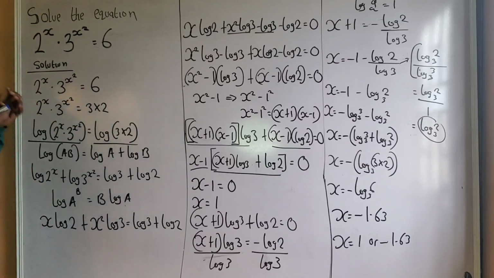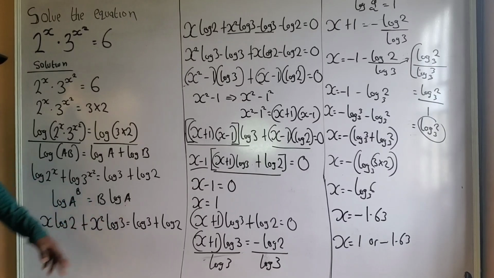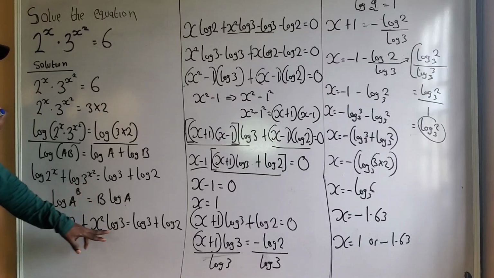The first step is that I rewrite 6 as the product of 3 and 2. Then I use logarithm on both sides. And according to the laws of logarithm, the log of a product is the sum of the logs, so I separated this using logarithm. Then I apply the logarithm of a power. The log of a power is the product of the power and the log. Do you understand? So I use that here. So x is multiplying log 2, x squared is multiplying log 3.